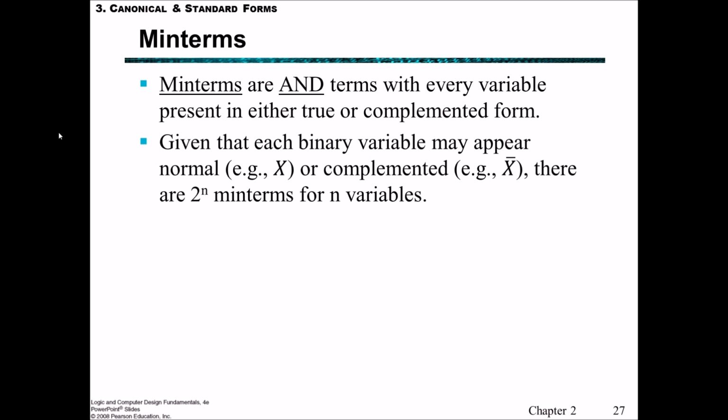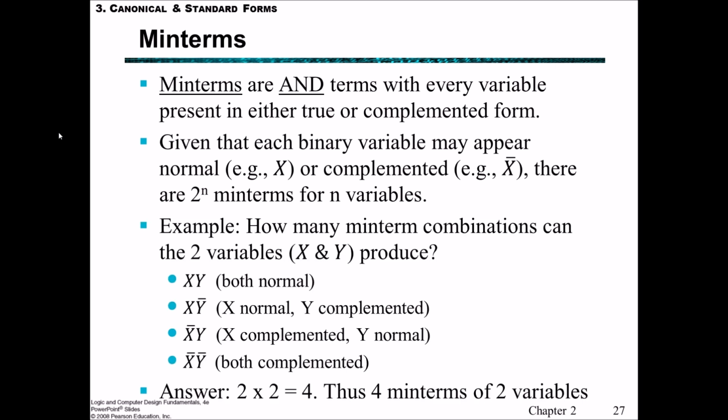Minterms are the AND terms, such that every variable is present in either its true or its complemented form, complemented being the bar over the top. Since each of the binary variables can appear either in the normal or complemented form, there's 2 to the n, where n is the number of variables. Given that each binary variable may appear as either the normal or the complemented form, here I've written x or not x, then there are 2 to the n minterms, where there's n variables.